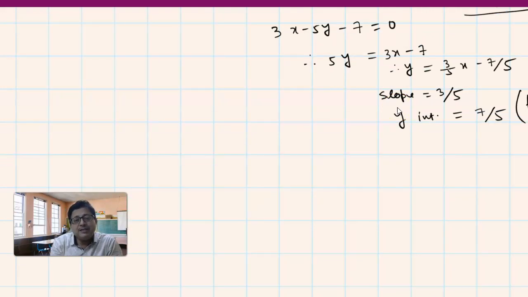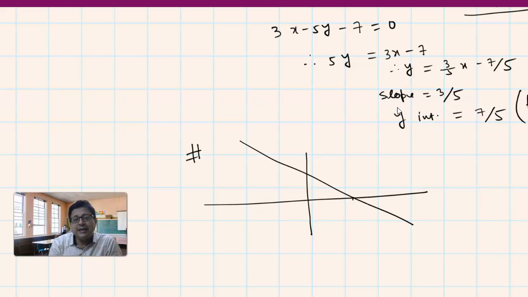Can we express the general equation in the intercept form? Try to remember the intercept form, what we have discussed here. If a line has an intercept of length a units on the x-axis and b units on the y-axis, the equation is x by a plus y by b equal to 1.